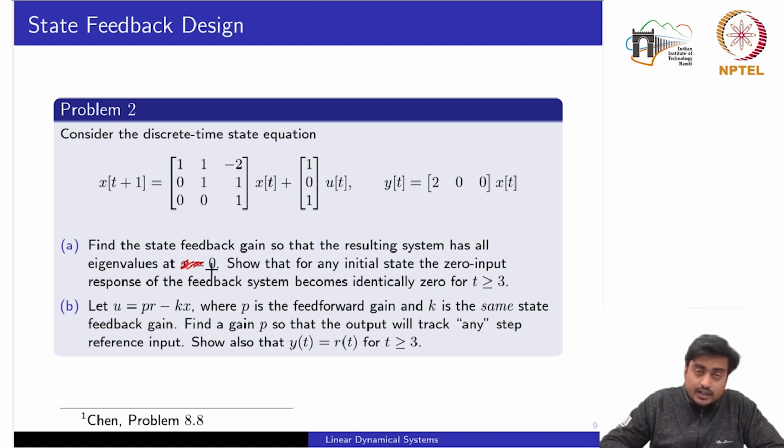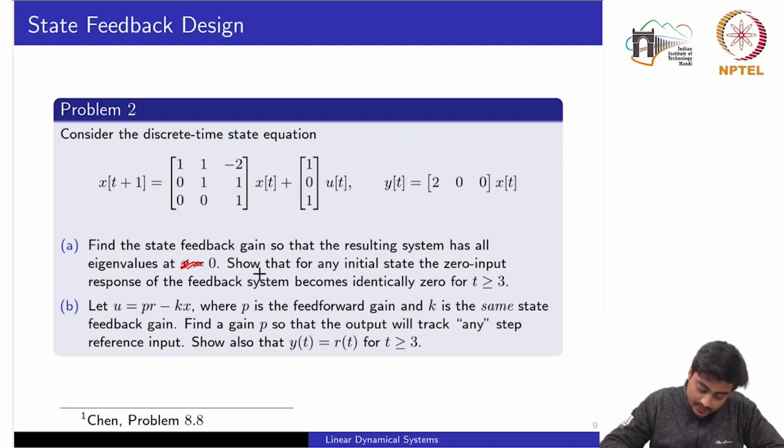that we are not in the continuous time domain, because if we were in the continuous time domain, locating all the eigenvalues at 0 would result in an unstable closed loop system. But in the discrete time, placing the eigenvalues at 0 means that all the eigenvalues are inside the unit circle. Okay, so we need to design the state feedback where we are placing all the eigenvalues at the origin.